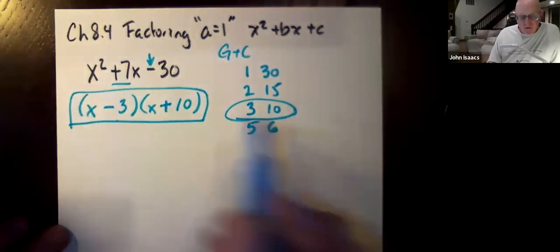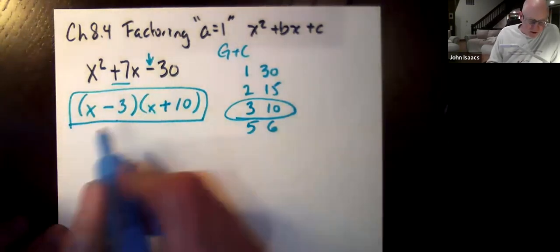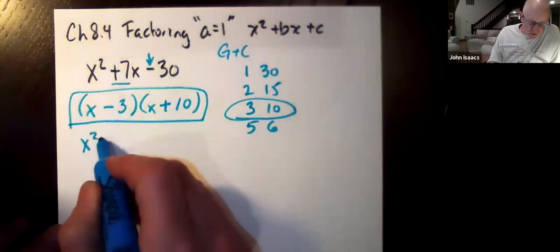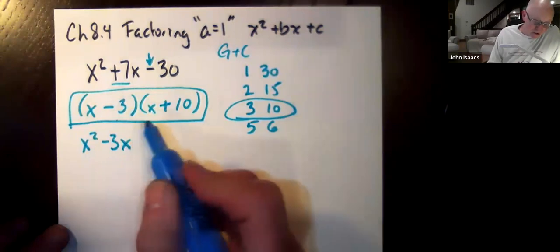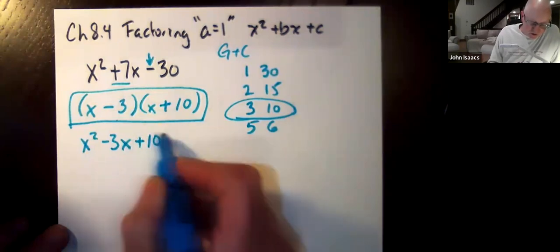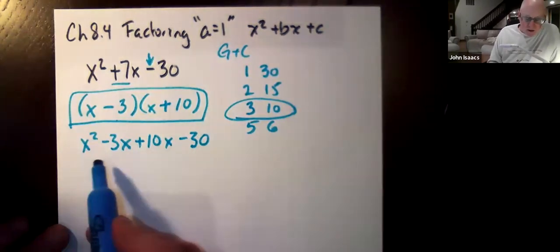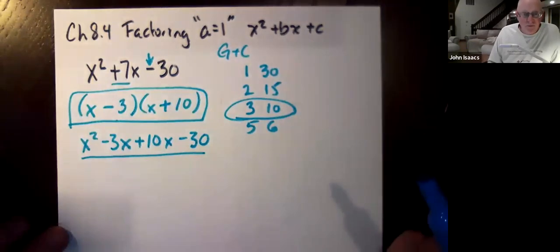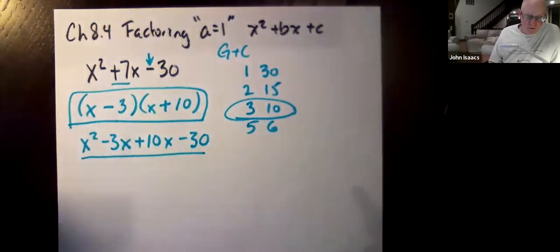Now, if you were to take this factored form and multiply it, like a couple sections ago in the chapter, we would do firsts, x squared. We would do outers, negative 3x. Oh, actually that's inners. And here's outers, plus 10x, and then minus 30. Now, this statement is exactly the same as the first statement. It just doesn't have the like terms combined yet.